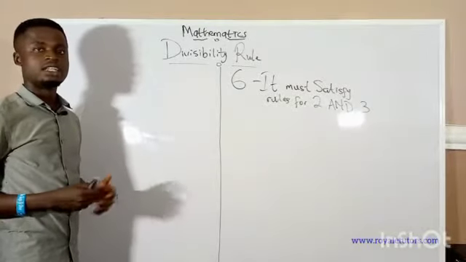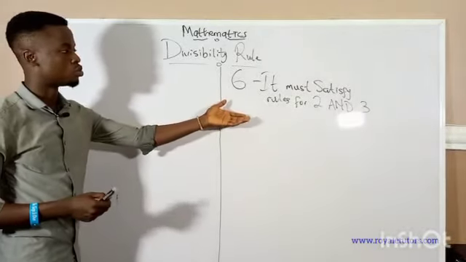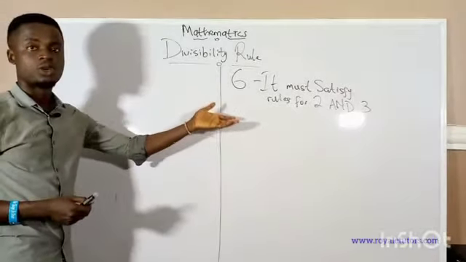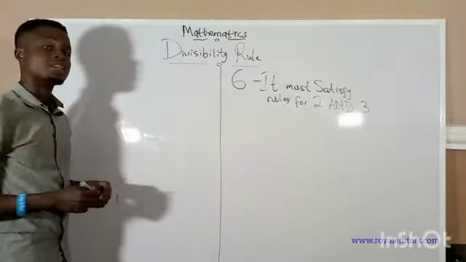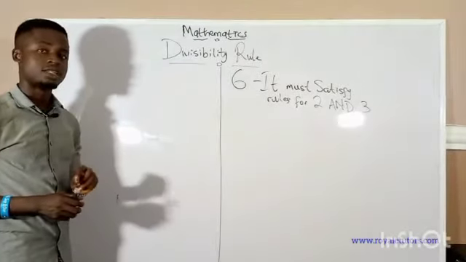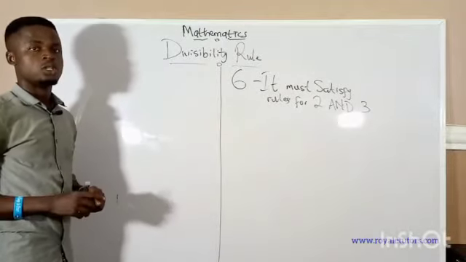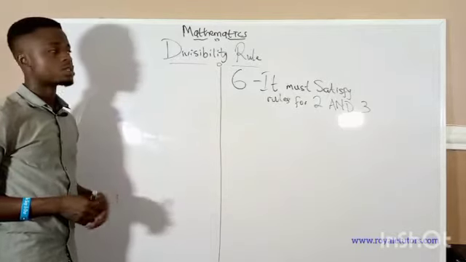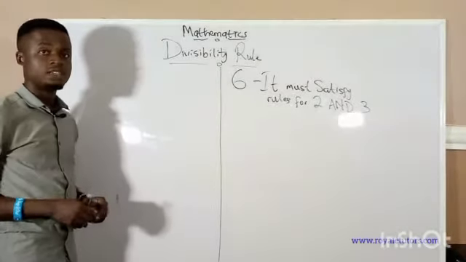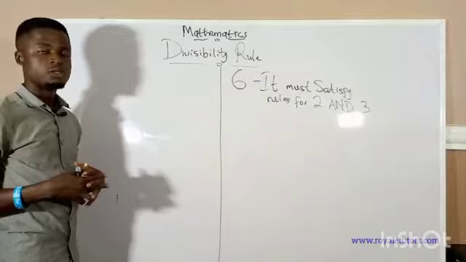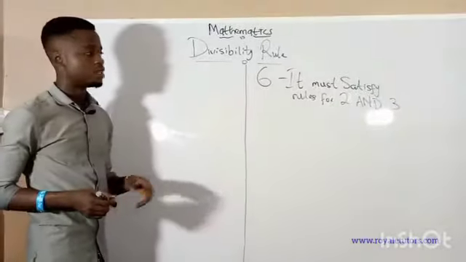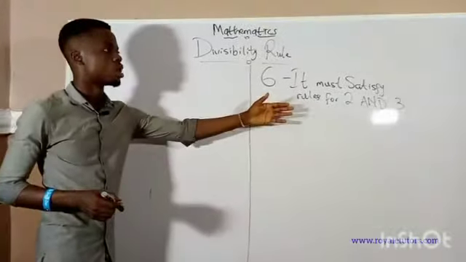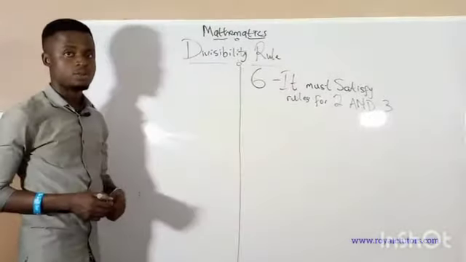And I will kindly remind us of what rules 2 and 3 have to follow before you can say a number is divisible by them. If you remember, I told you that a number is divisible by 2 if the last digit is divisible by 2. You can get that from our previous videos. And also a number is divisible by 3 if the sum of the digits forms a number that is divisible by 3. So I want to go ahead to prove that if a number satisfies the rule for 2 and for 3, then the number is divisible by 6.